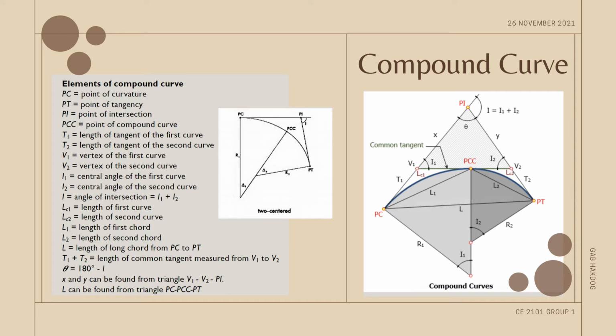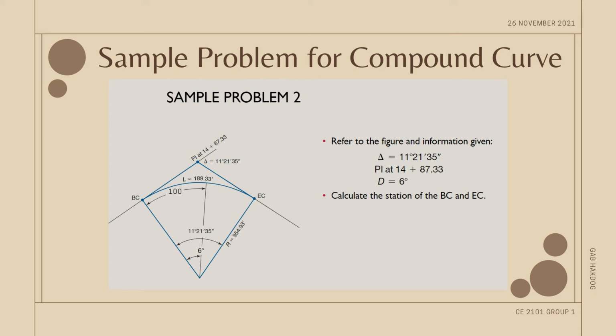Now, we have come to know that compound curves are mainly two or more curves between two main tangents joined. These are the elements of a compound curve, noting that it has the same as the simple curve, only adding another set of it, plus the point of compound curve. Let us now refer to the figure with the following given values.